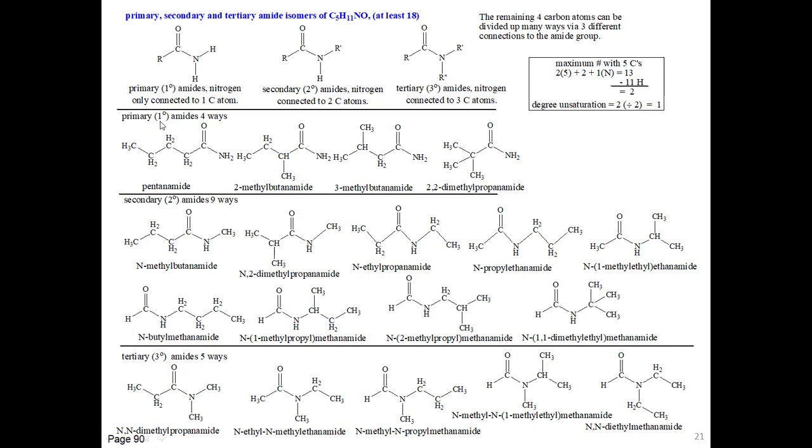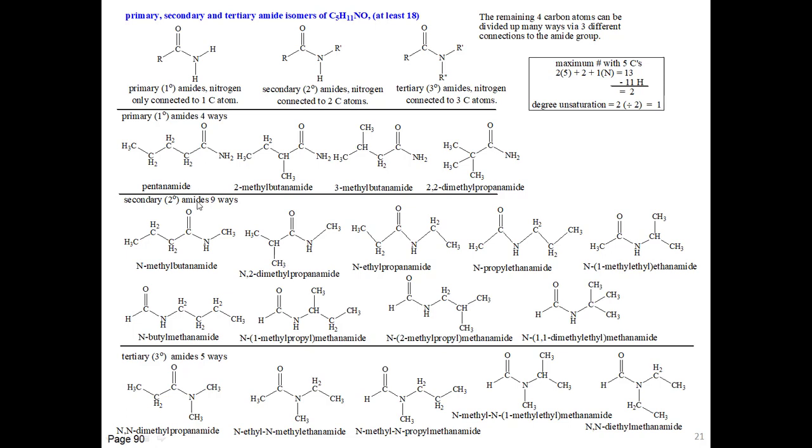That's called a primary amide. Right? And I could do it with the 4 carbons on the side, this way, this way, this way, and this way. The same 4 that we've seen many times before when we have a single bonding group. Okay, so there's 4 primary amides.